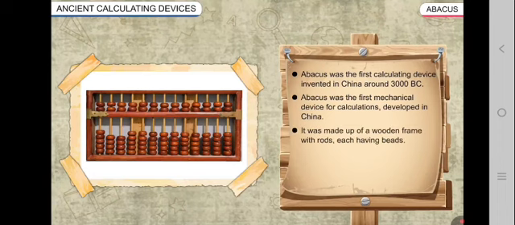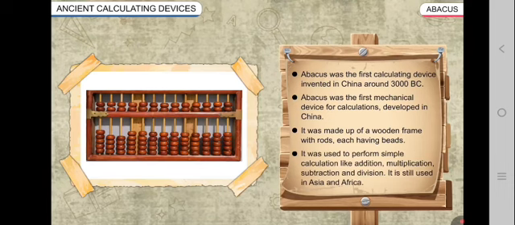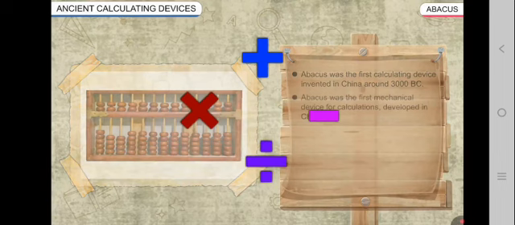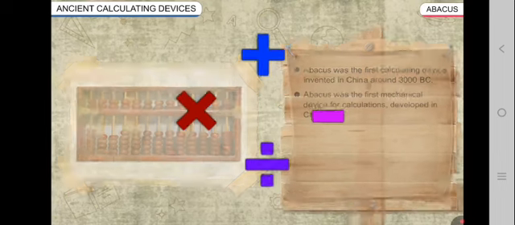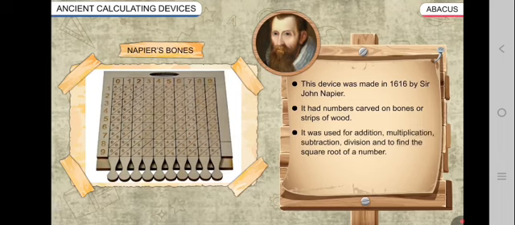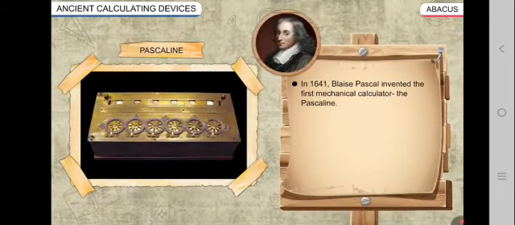Ancient calculating devices. Abacus. The abacus was the first calculating device, invented in China around 3000 BC. It was the first mechanical device for calculations. It was made up of a wooden frame with rods, each having beads. It was used to perform simple calculations like addition, multiplication, subtraction, and division. It is still used in Asia and Africa.